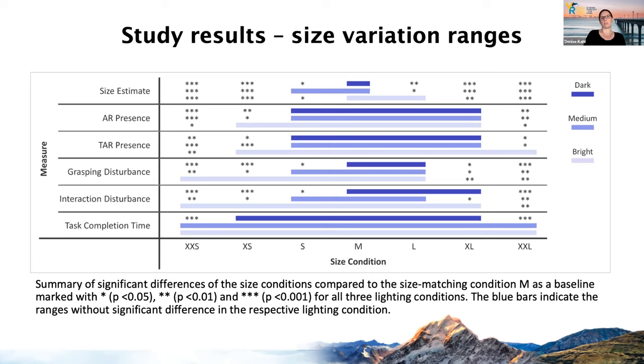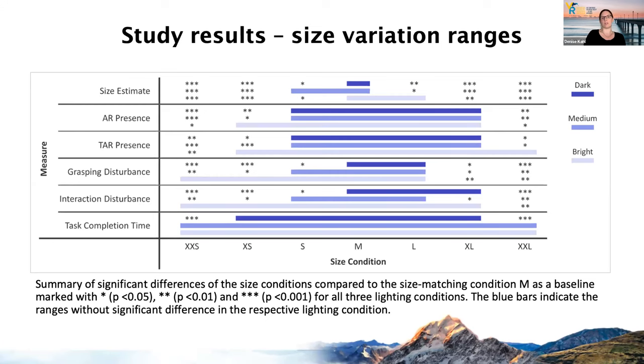The estimation of the size of the virtual object compared to the size of the physical object was difficult for small size variations. Regarding AR and tangible AR presence, bigger size differences are possible without significantly worsening the ratings in the bright lighting. With increasing illumination, the size variation range becomes larger without a significant degradation of the disturbance scores. Furthermore, in our study setup, the environmental lighting only had an effect on the task completion time in the dark condition, where the performance was significantly worse in condition XXS and XXL.